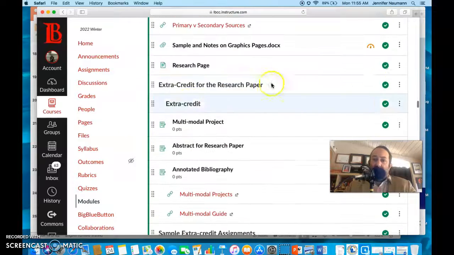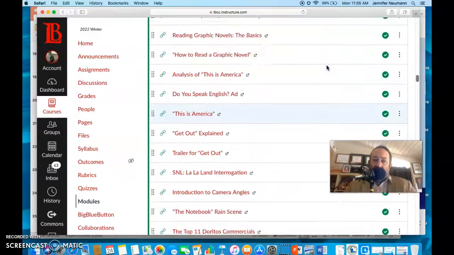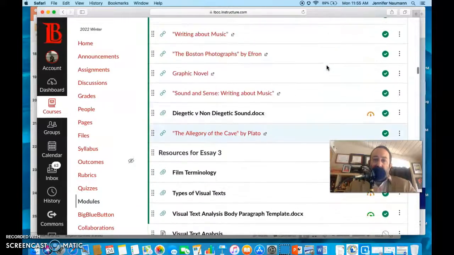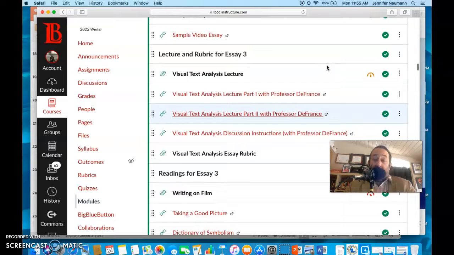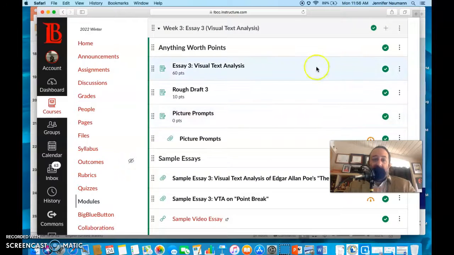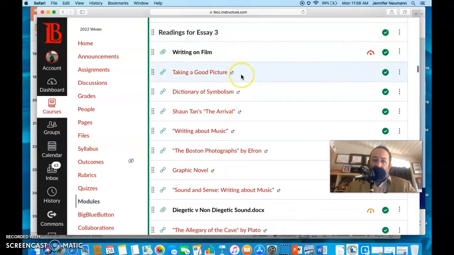Okay, so glossary is helpful no matter what you're doing. If you're doing the visual text analysis free writes, for example, it's helpful to have the glossary there. A lot of it's in the lecture, but the glossary has more than what's in the lecture. So here, if you look under visual text analysis, I know this is last week's.